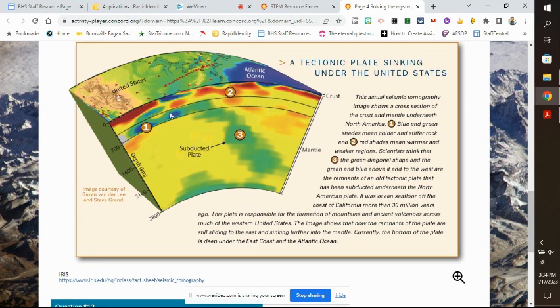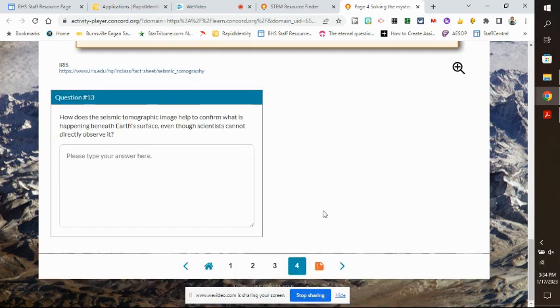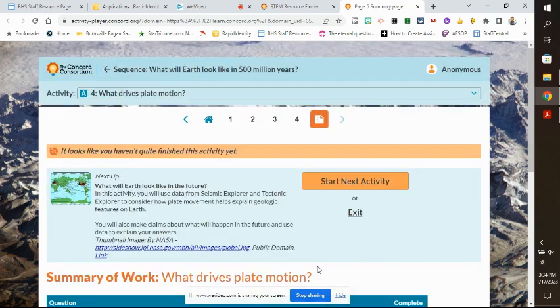Okay, so these are what formed like the Rocky Mountains and things like that, that old subduction area there. How does the seismic tomographic image help to confirm what is happening beneath Earth's surface? Well, we don't need to answer that right now.